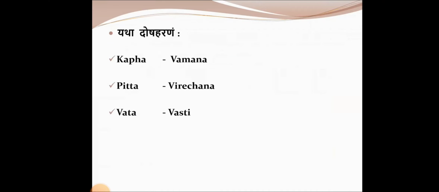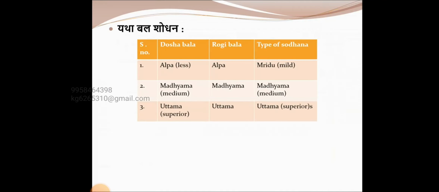Next is Yatha doshaharanam. You know that in Kapha dosha, Vamana is indicated, in Pitta dosha, Virejana is indicated, and in Vata dosha, Vasti is the main treatment. Next slide, please. Yatha Bala Shodhana.